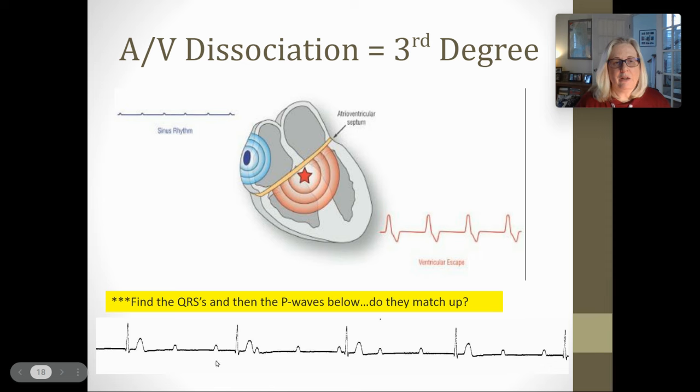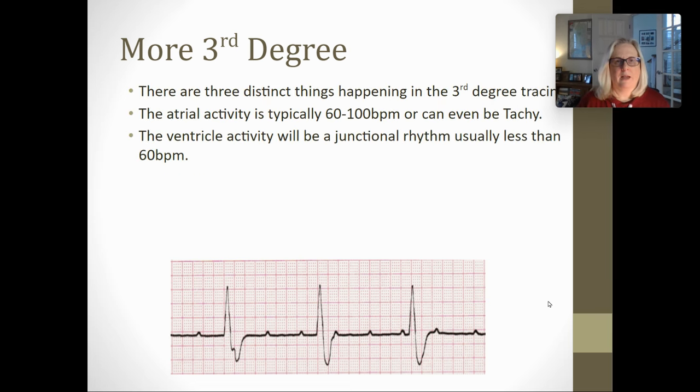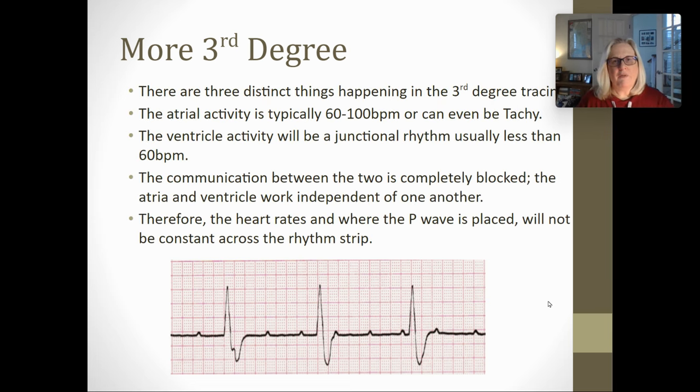So the P waves here, here's a P wave, P, P wave, P wave. A P wave has got to be in here. And they don't match up. So this is what third degree looks like. I've said all this before, so I'll just leave it up here for a moment, but it's basically the complete lack of communication. Those QRSs are typically going really slow and the P waves are going fast. And this person is going to need a pacemaker.